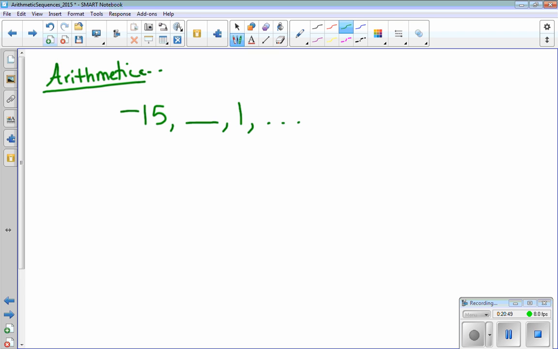If it's an arithmetic sequence, that means that I'm going to be adding the same number for each one, right? So someone said 0. Why does 0 probably not make a lot of sense here? Isn't 0 really close to 1, but not so close to -15? Okay. How would I figure out what it is?